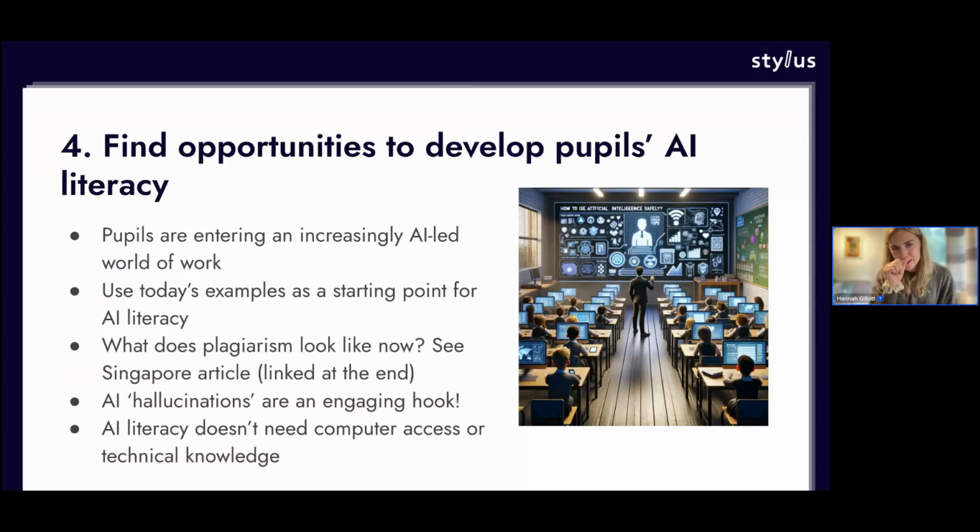So the bottom one, I think, is the most important. AI literacy does not need computer access, and it doesn't need technical knowledge. It's just, at its most basic, thinking: if I want this to happen, what do I need to put in, or what do I need to do to make it happen? Looking at decision-making processes.